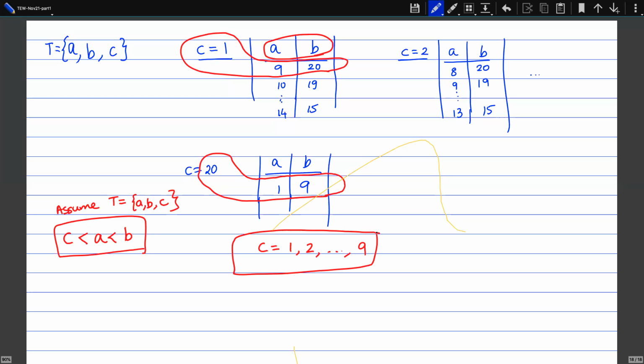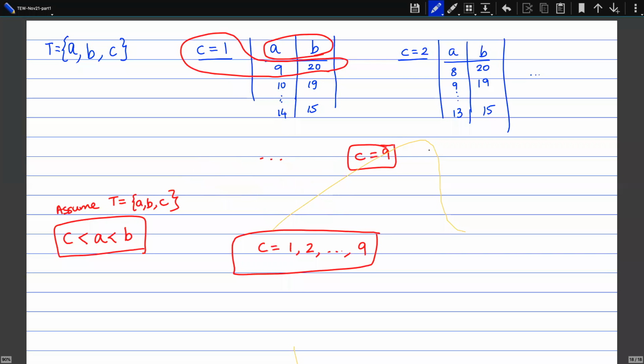And for each choice of C, I need to look at the possibilities of A and B. So let's do that. If I take, for example, C equals 9. We did the first few, we did 1, 2, and so on, so I shouldn't do all 20 here. I hope whatever I'm saying so far is clear. If something's confusing, please feel free to unmute and ask. What I've said so far is we just need to keep going like this, drawing the same tables until C equals 9.